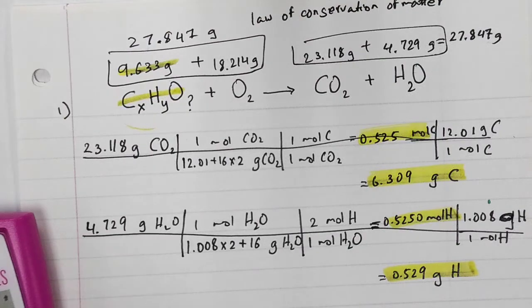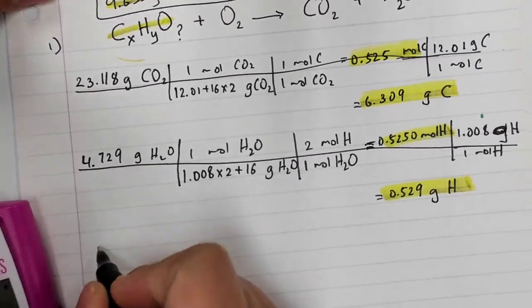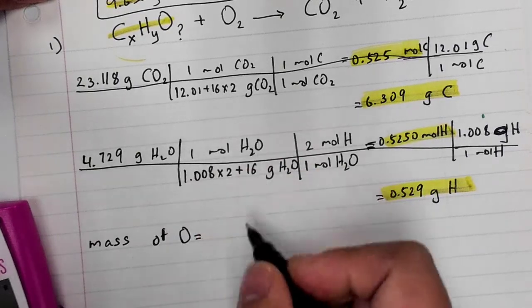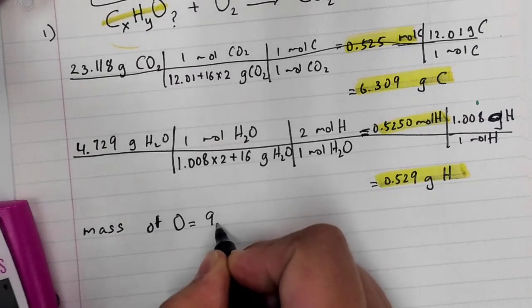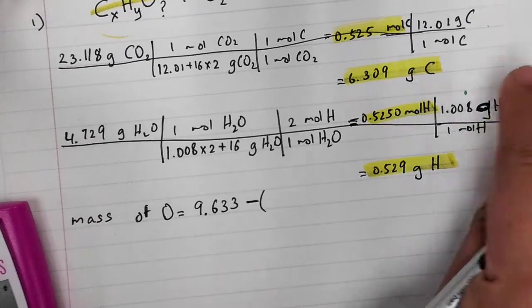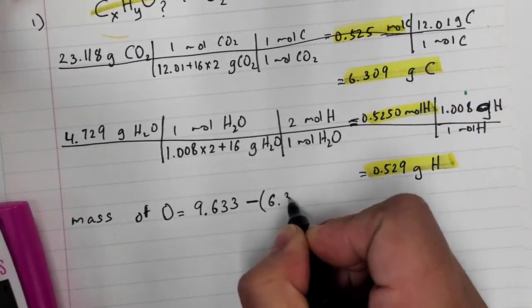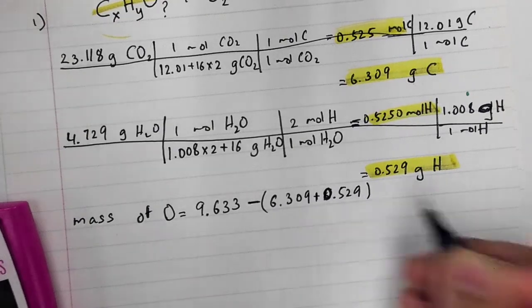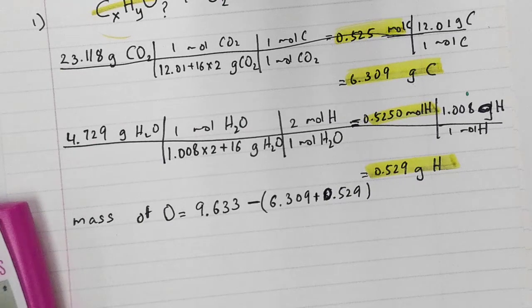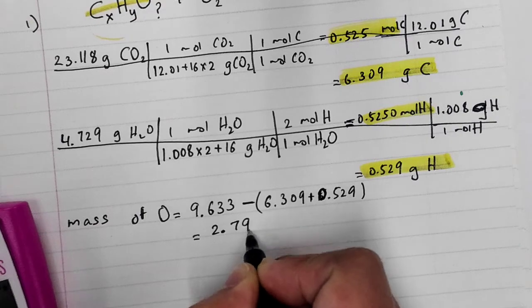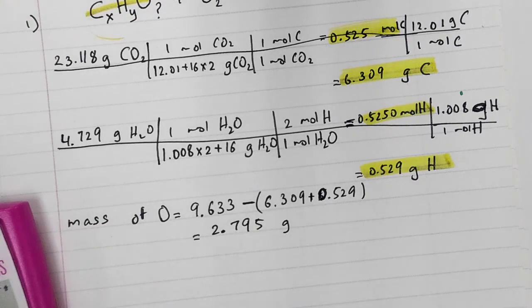So let's see. If there's oxygen, we should be able to figure it out. And I think there is some. So mass of oxygen equals the mass of the reactant, our hydrocarbon, 9.633, minus the mass of our carbon and hydrogen together, 6.309 plus 0.529, okay? So I'm going to do that. I'm going to get 2.795 gram. Okay, so we do have some oxygen.